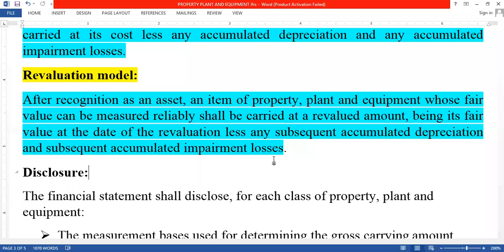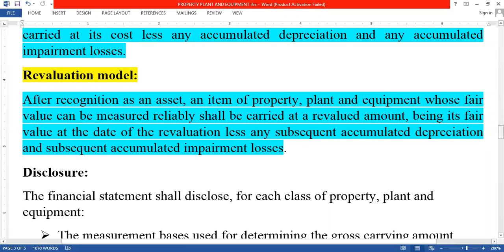Why? Because many organizations adopt many different systems of measuring assets. Some organizations adopt the cost model, some adopt the revaluation model, and they adopt different types of depreciation methods. So two models are adopted to value or measure the asset: the cost model and the second one, the revaluation model. This is the exact information given in accounting standard 16.